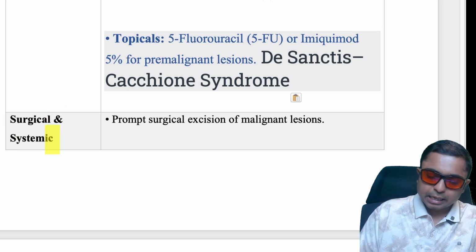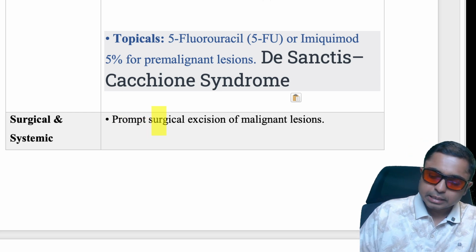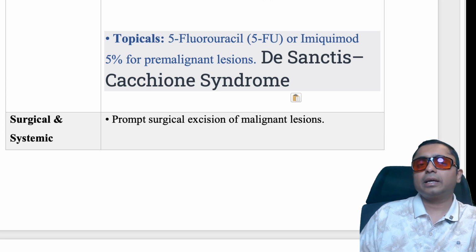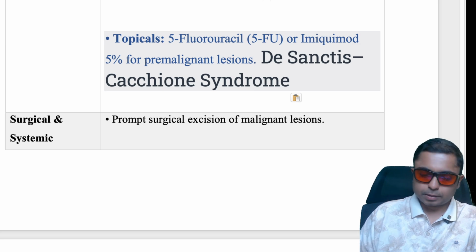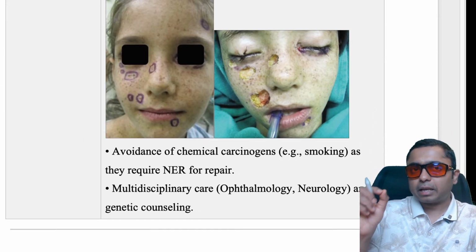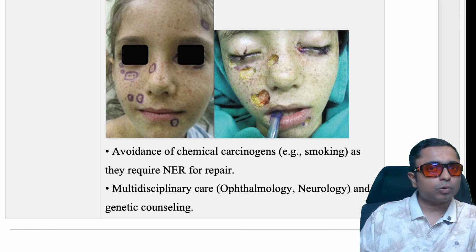And surgical and systemic treatment modalities are also very important. That is, surgical excision of the malignant lesions is very crucial, otherwise they can metastasize and it can lead to a very poor prognosis for the patients. So here you can see a picture showing the malignancies which are present and identified, and they were also removed surgically.